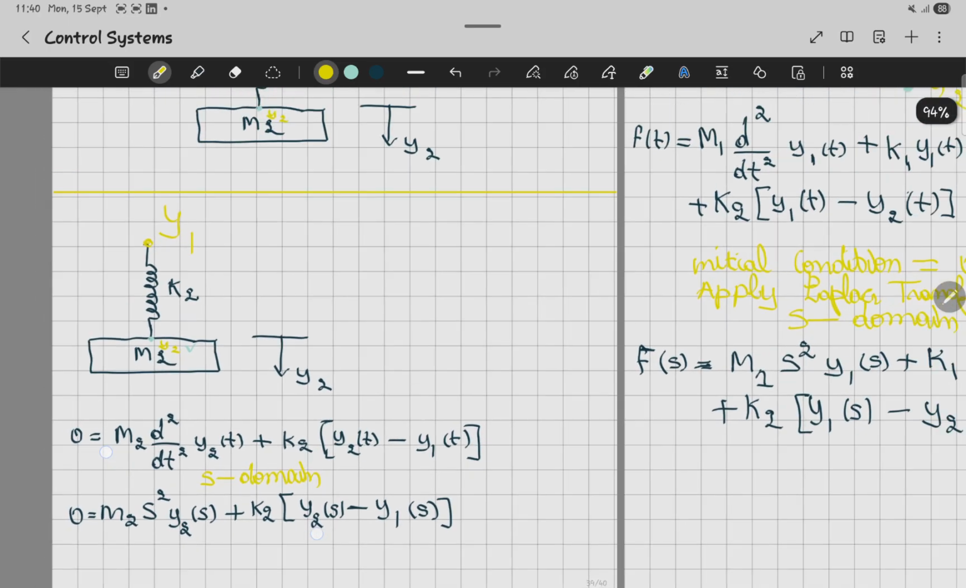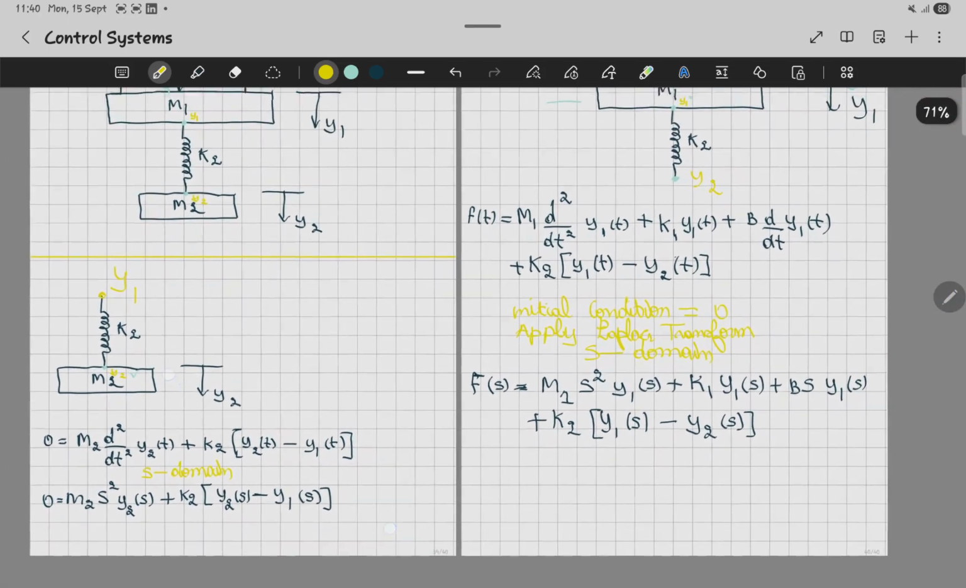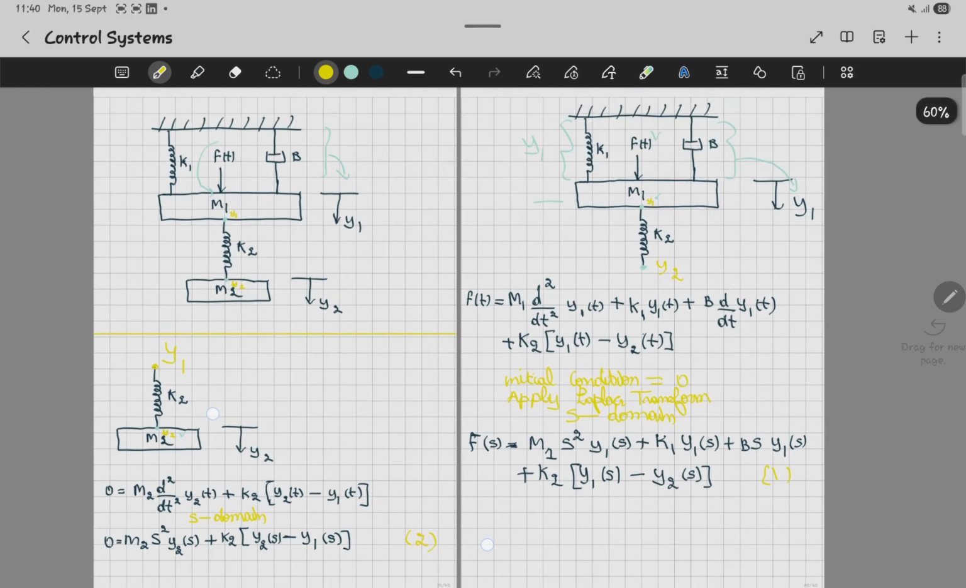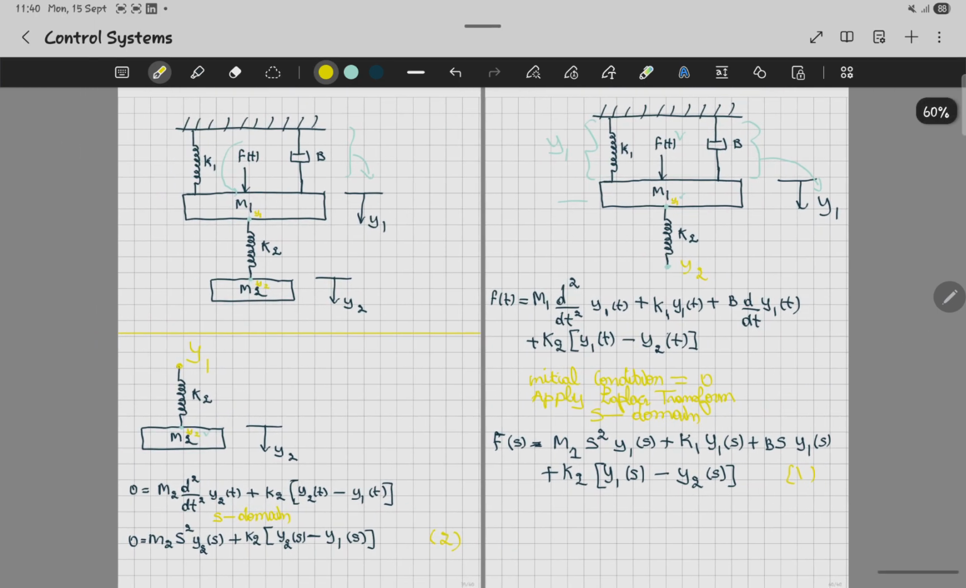Okay, this is it. This is how we go about solving this question. So this one's gonna be equation 1 and this one equation 2. So you're gonna take them and solve further. If you're asked to solve for y2 or y1, depending on how you're going to do it, you can just swap the equations around and solve them.